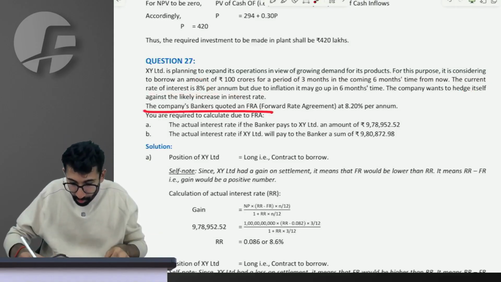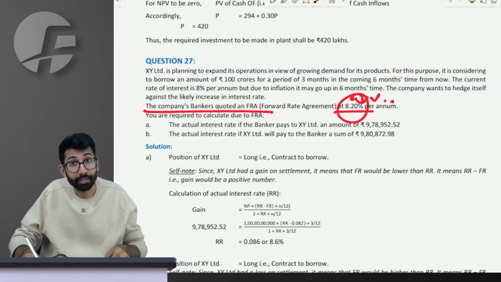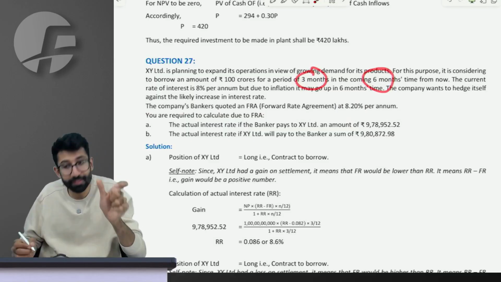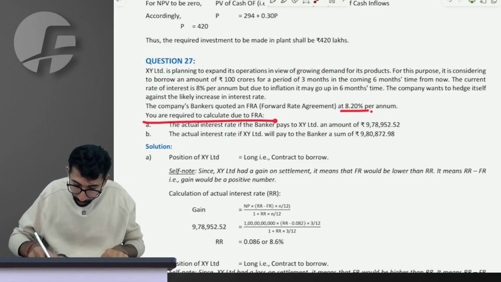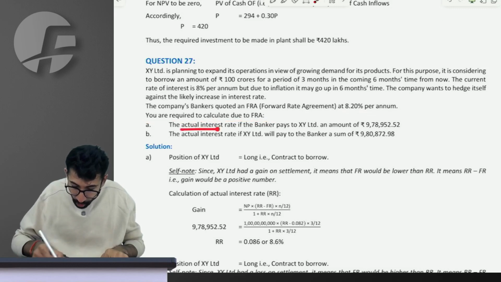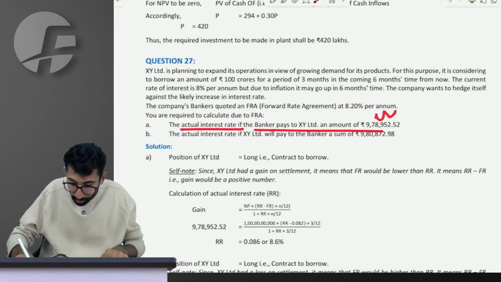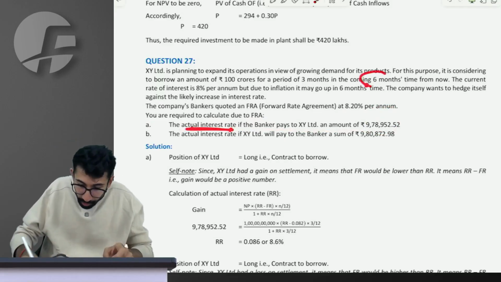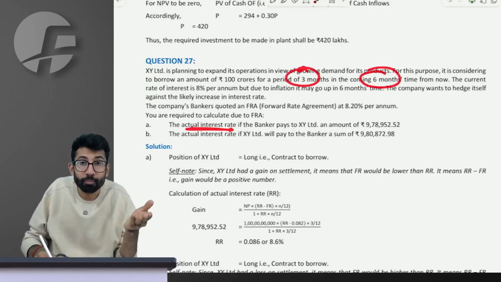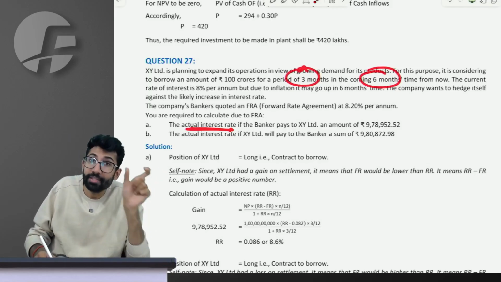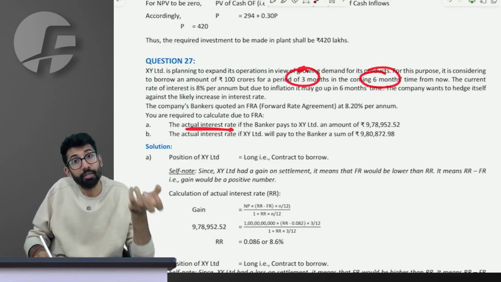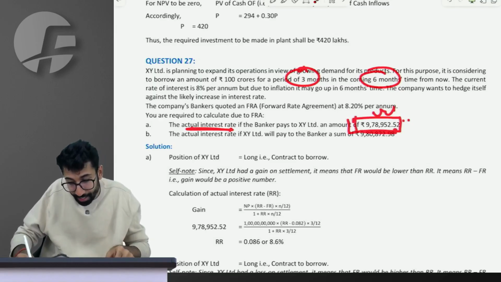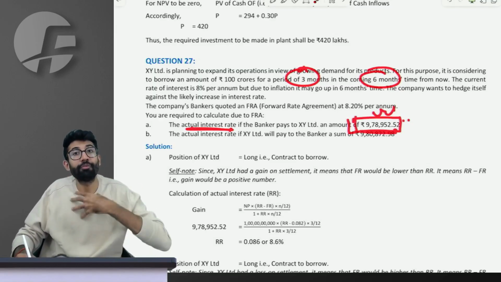The banker's quotation is 8.2% per annum for FRA. Which FRA? Sir, ideally it should be 6 by 9, because after 6 months, for 3 months, it should be 6 by 9 FRA at 8.2. You are required to calculate the actual interest rate if the banker pays this amount to XYZ. Sir, the actual interest rate means after 6 months, for a period of 3 months, what the spot market reference rate turns out to be, because of which the settlement when we did for FRA, I got 978,952.52 as an amount.